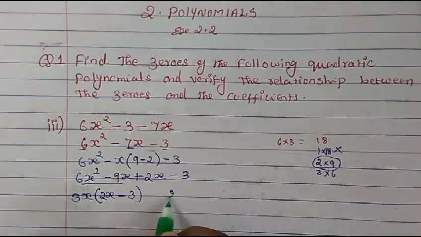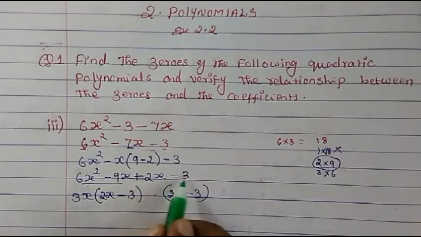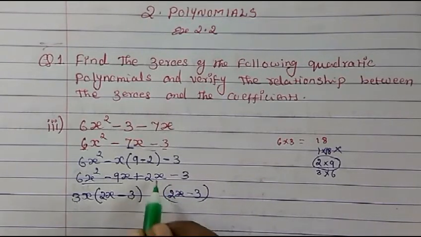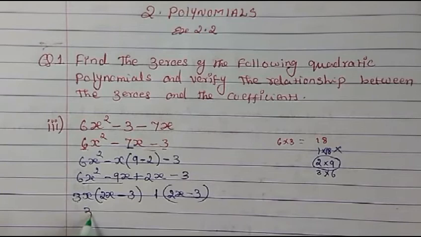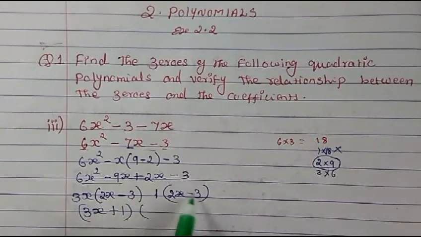Now you can write down this factor here. And then with which number if we multiply, we will get this? With 1, if we multiply, we'll get 2x. Then plus 1 into minus 3 will give us minus 3. So now what are we getting? We are getting 3x plus 1 and another factor, which is common: 2x minus 3.